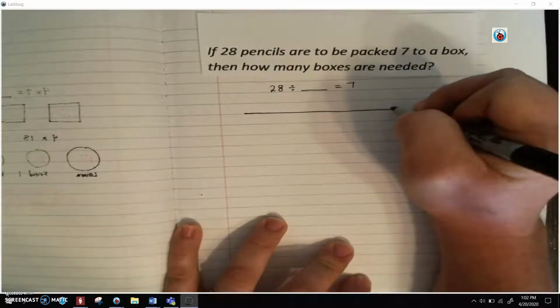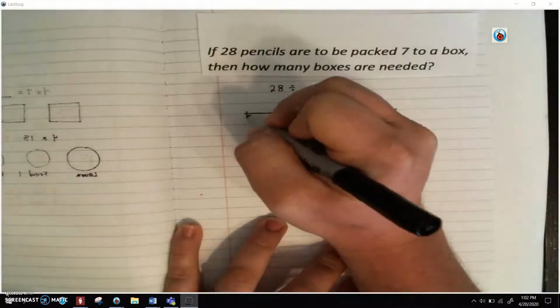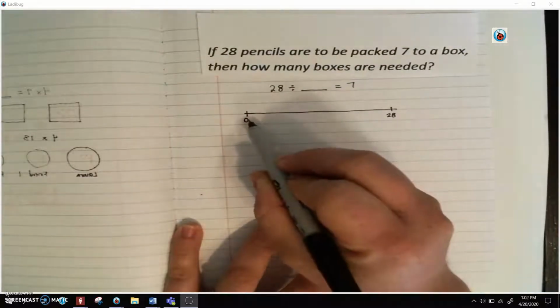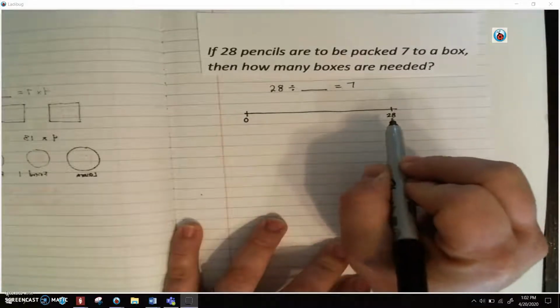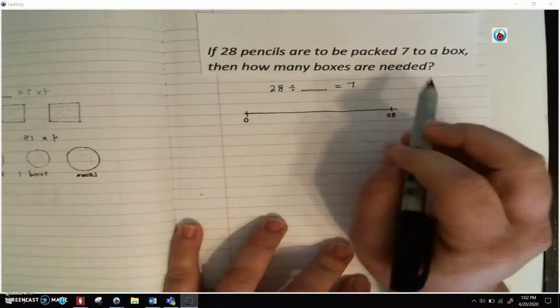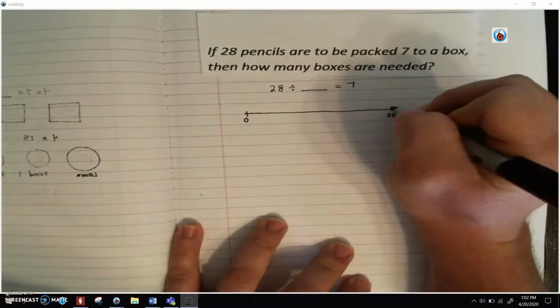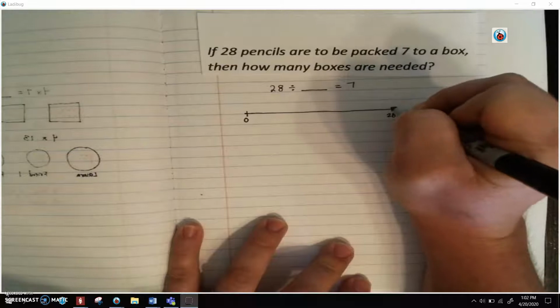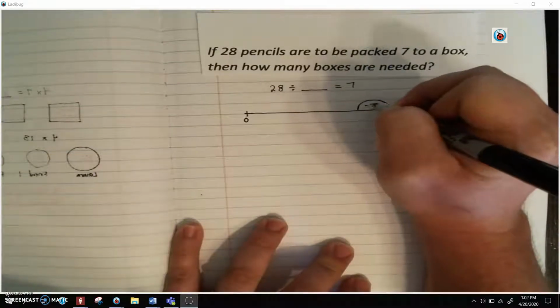I know that there are 28 pencils. I'll put a 0 here. So I'm going to have a 0 over here on the left, and then I'm going to have 28 to represent pencils right here. And I know that there are 7 going into each box. So what I'm going to do is use this number line, and I'm going to do repeated subtraction to solve this. So I'm going to do minus 7.